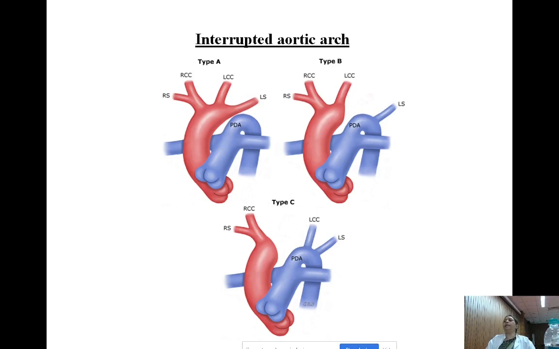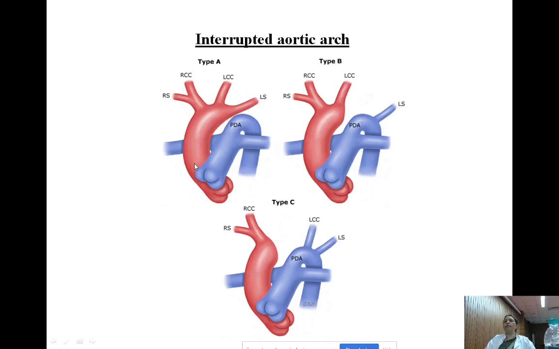Another is interrupted aortic arch. Here you cannot see the left aortic arch, so the left aortic arch disappears. This is the dorsal aorta, which is connected with the sixth aortic arch. This is the pulmonary trunk, and this is the sixth aortic arch on the left side, which forms the ductus arteriosus, but on the left side, the left fourth aortic arch disappears.